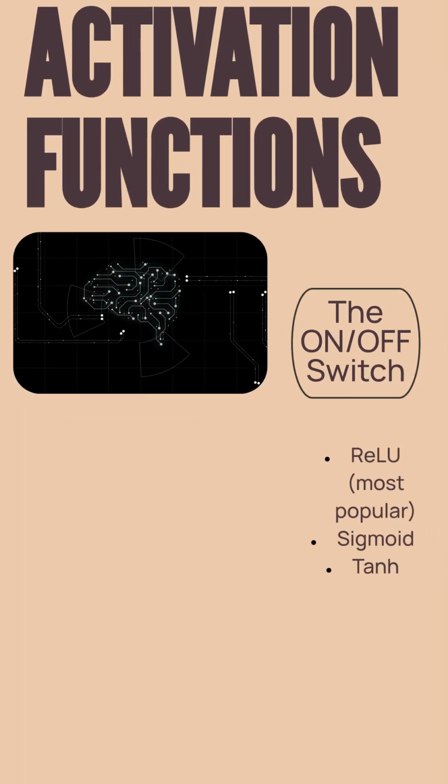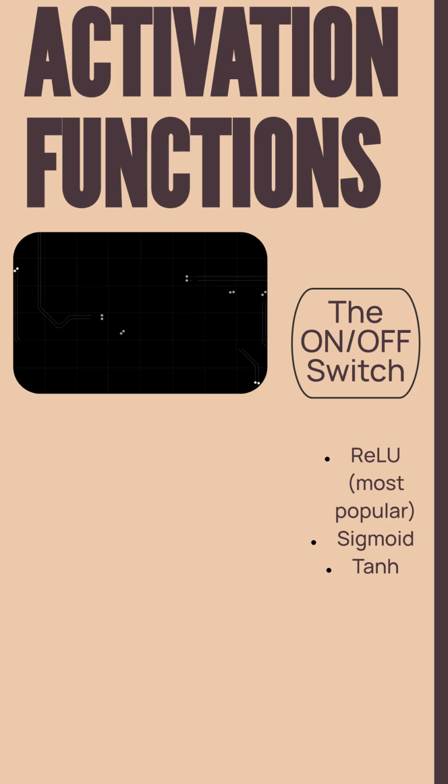Activation functions are essentially the on/off switch for a neuron, deciding if it should activate or not. Popular types include ReLU, sigmoid, and tanh.